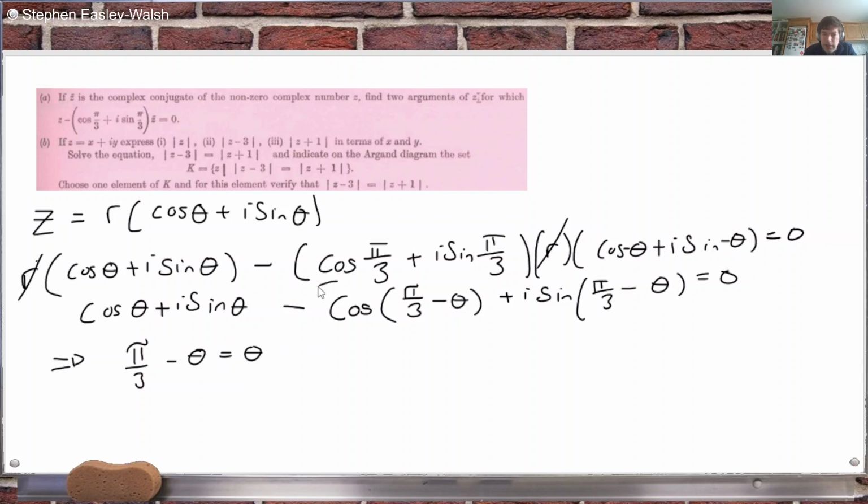Oh, yeah, and I forgot square brackets there. That whole thing is a negative. And these sines will cancel. That definitely gives me one angle. So that would mean theta is pi over 6. But what about a second possibility here?